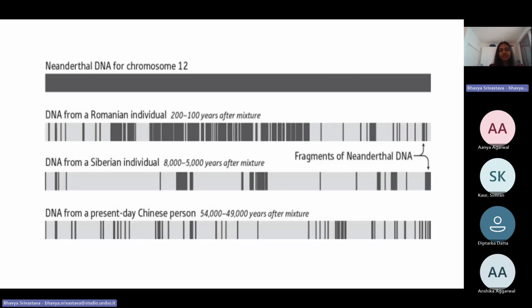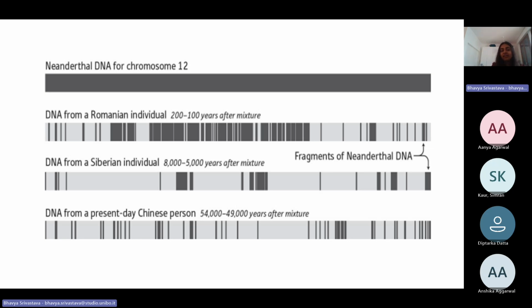So, for example, the dark gray bar above is a Neanderthal genome. It is purely Neanderthal and does not have any element of admixture present in it. But let's say a Neanderthal interbred with a Homo sapien from Romania. After 100 to 200 years, the Neanderthal DNA would still be present, but it would be fragmented. So the dark gray bars are not one coherent bar now. It is present in just a few fragments.